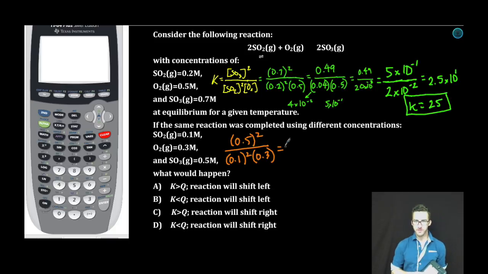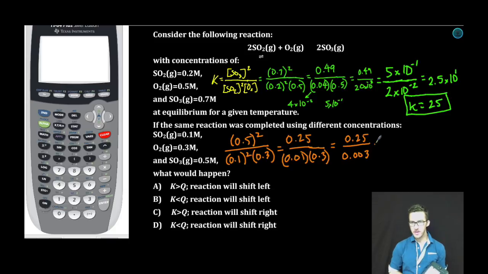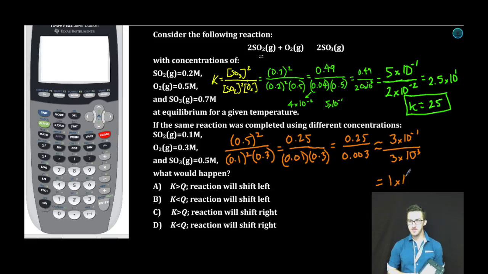All right, now let's simplify. In our numerator, we're going to have 0.25. In our denominator, we're going to have 0.01 times 0.3. Keep going, it's going to be 0.25 over 0.003. Now, I'm going to make a little bit of an estimate here. This is pretty close to 0.3, or 3 times 10 to the minus 1. In the denominator, we have 3 times 10 to the minus 3. 3 divided by 3 is 1 times 10. Again, we're going to subtract -1 minus -3, or 2. 1 times 10 to the 2 is about 100.